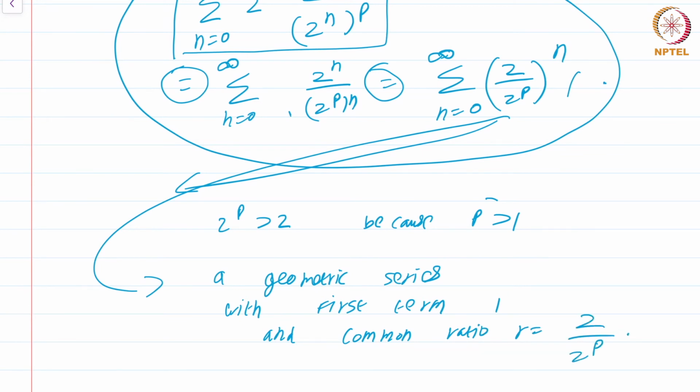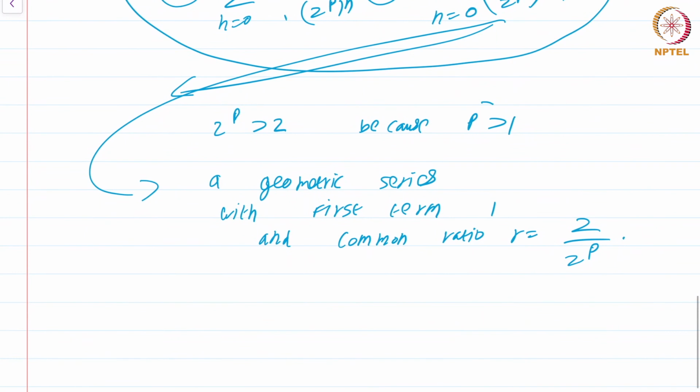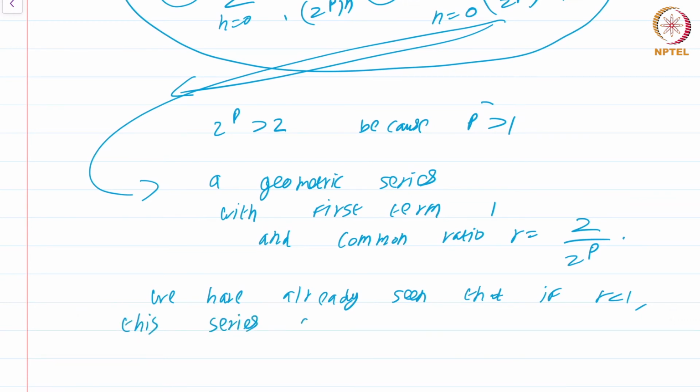Okay. Now we have already seen that if r is less than 1, this series converges. Okay. Hence we are done. So we have established that the series summation 1 by n power p converges if p is greater than 1. Okay, this is an application of the Cauchy condensation test.